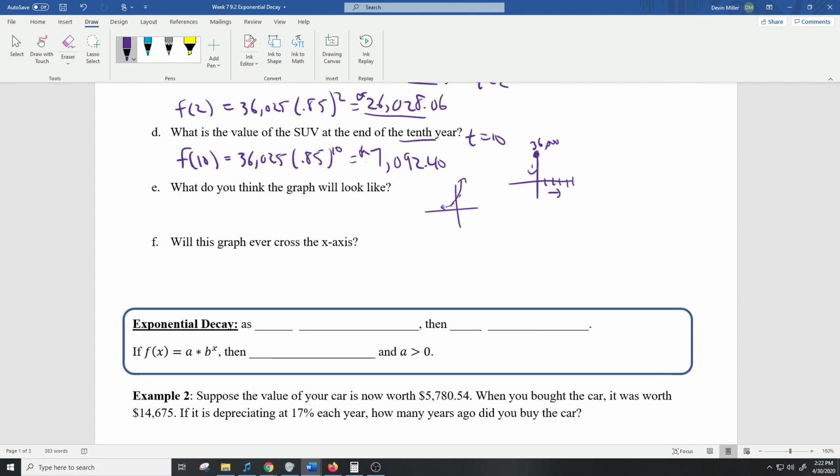And the other question is, will this graph ever cross the x-axis? So think about that. If we're decreasing the value, so say this is value, if we decrease that over time, this is time, will it ever come down and touch? And what would that mean? Well, that would mean that the value, if it's all the way down here, is at 0. So will the car ever be worth $0? In real life, probably not. And also, graphically, when we do exponential decay, will this graph ever cross the x-axis just like last week? No. There's actually going to be an asymptote there, just like there was last week.